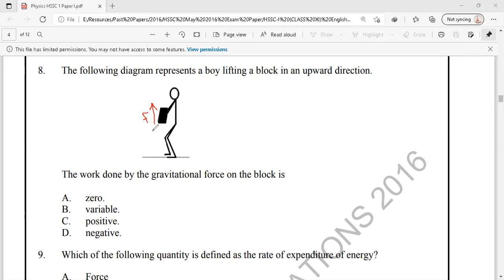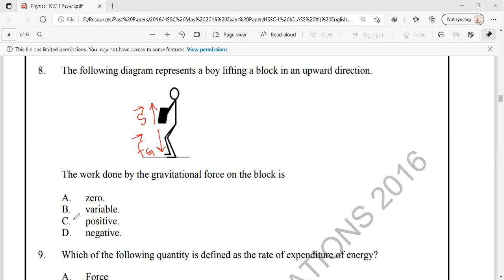so we know that we have to find the work done by the gravitational force. So the gravitational force is acting downward while this person is lifting that block in upward direction. So the displacement of this block will be in upward direction, and as we can see, the direction of gravitational force and displacement are both in opposite directions.